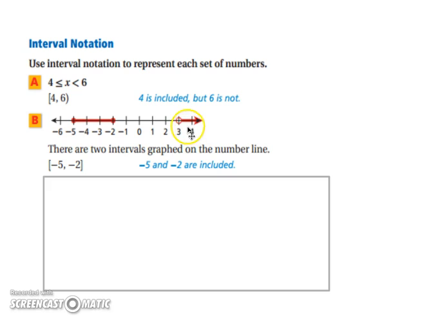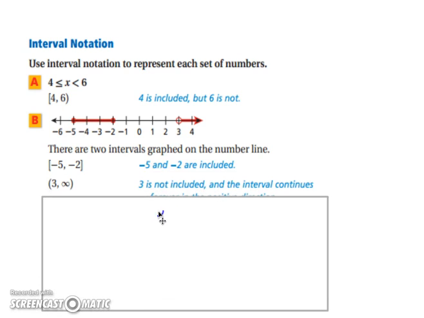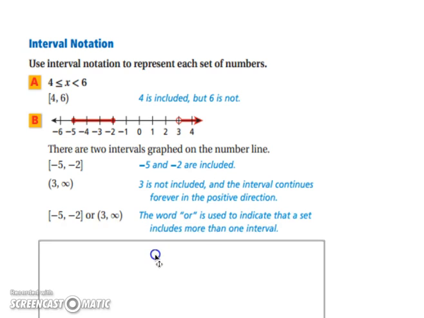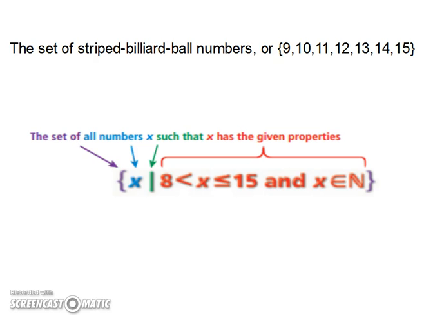And now let's look at the other piece. You have an open circle at 3, and then it goes off into infinity. So you're going to have a parenthesis at 3 because you're not including it. And then because it's going off into infinity, you always put a parenthesis around infinity. And now let's put it together. So it's either going to be this value, or it's going to be 3 through infinity. And that's interval notation.